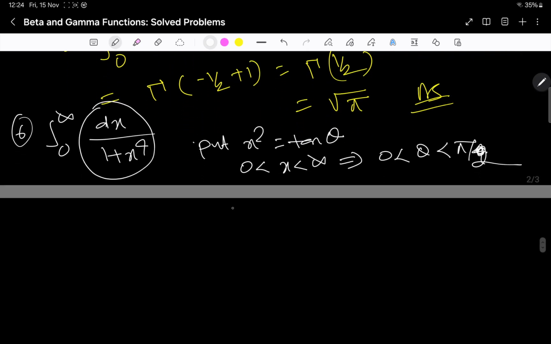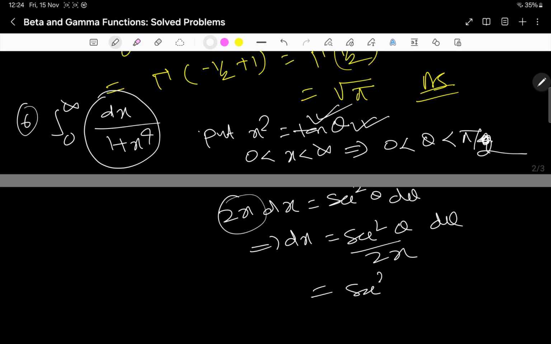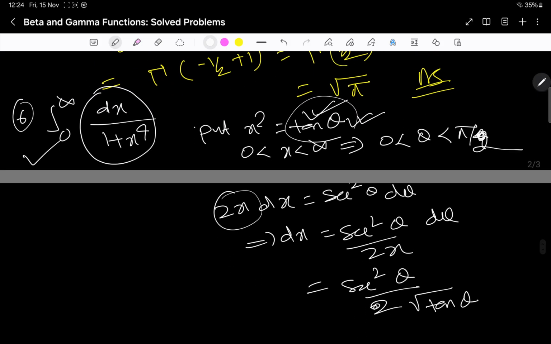Now you find what dx is. So 2x dx is equal to the derivative of tan theta, which is sec square theta d theta, is it not? So this implies dx is equal to sec square theta d theta divided by 2x. Now what is x? x is the root of tan theta. Let this integral be I.